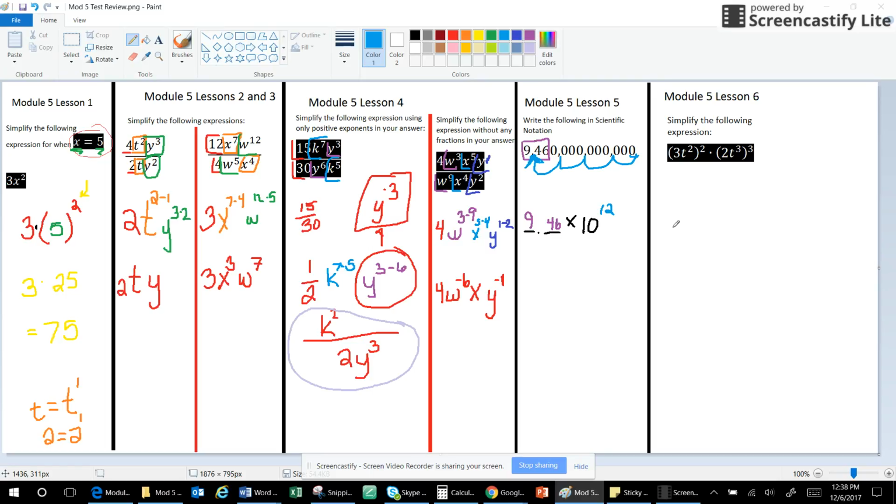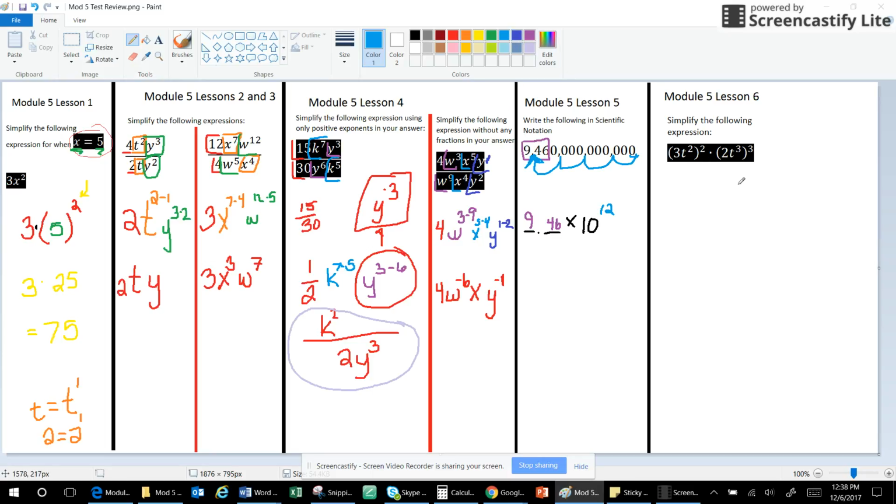So the last one, lesson 6. Go ahead and try it on your own. Powers of powers. Remember what to do there. Remember, you can always go back and check the lessons for a review before you start the problem. So go ahead and try it on your own. Click continue when you're ready to check your work.